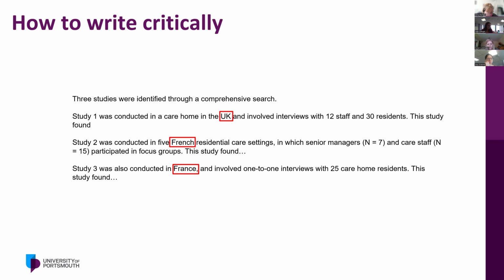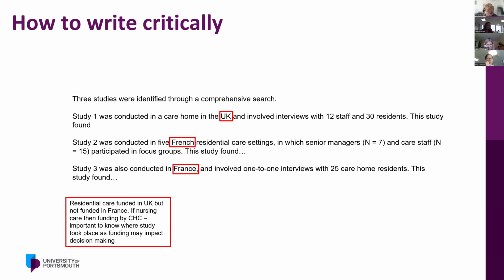So we can think, well, why do we need to tell the reader that these studies were done in different locations, that one was in the UK and two were in France? Are there differences in the rules or regulations between France and the UK that might impact someone's decision to move into residential care? If there is, we can make a note of that. We can just put it to the side for the minute, but we've got that information there ready when we need it.